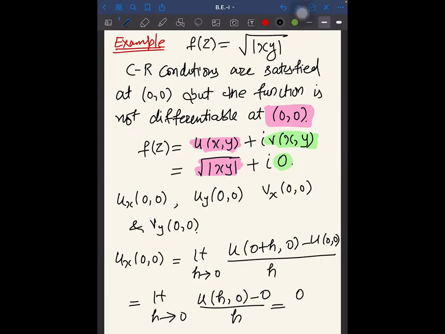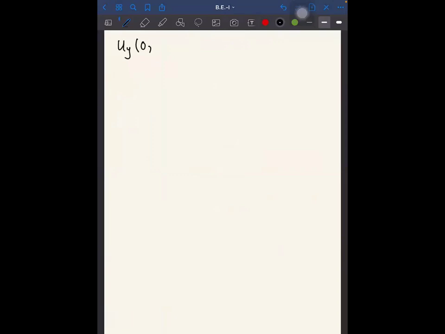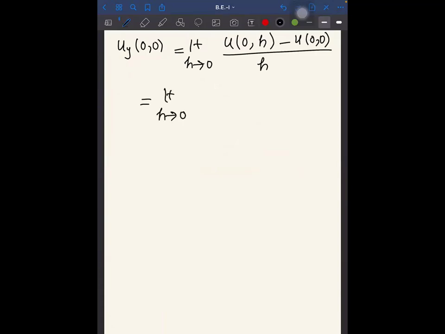So we are left with 0 only. Similarly, if you want to calculate uy(0,0), that will be limit h goes to 0, u(0,0+h) minus u(0,0) upon h. Or sometimes we may take k, just for the convention, since we are working in y. Otherwise, h can also work. Since u(x,y) is the product of x and y, and we've taken the modulus and then the square root, the product of these two things will be nothing but 0. u(0,0) will be again 0. So we are left with 0.